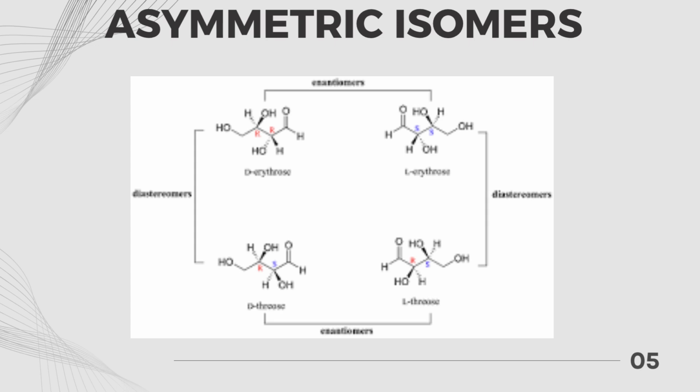Diastereomers are not identical or mirror images of one another. Diastereomers will have opposite chiral centers, but not all of them will be opposite, whereas enantiomers will have opposites at every chiral center to give them that mirror image.